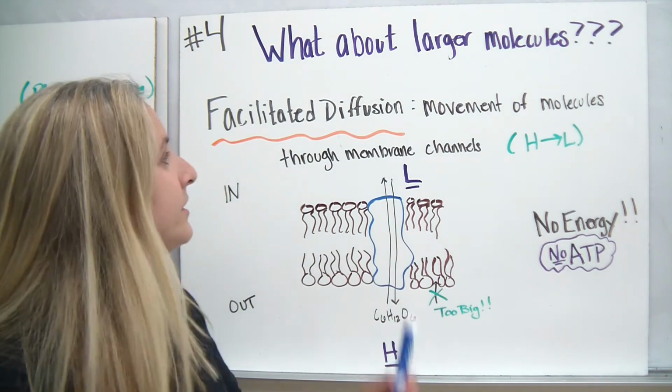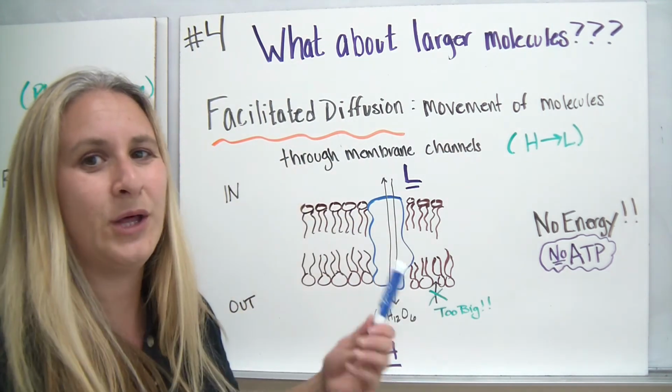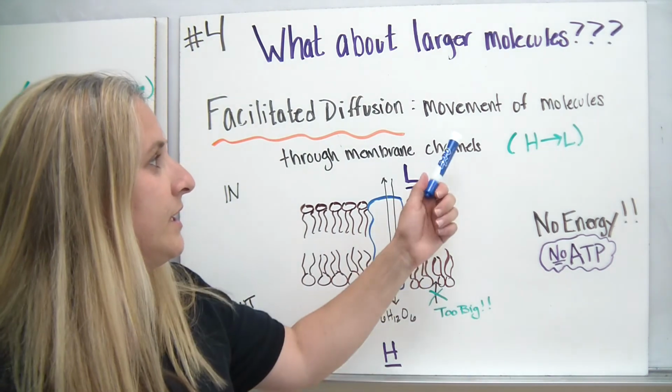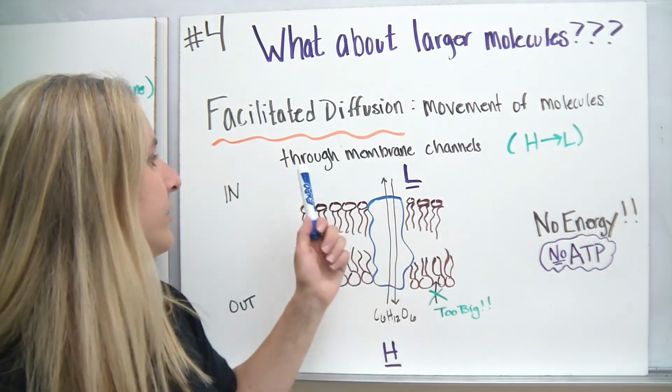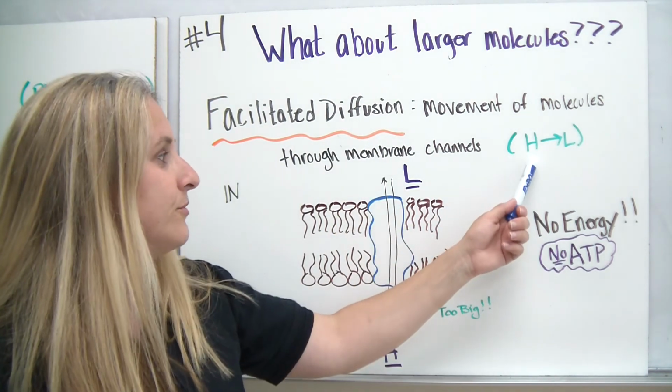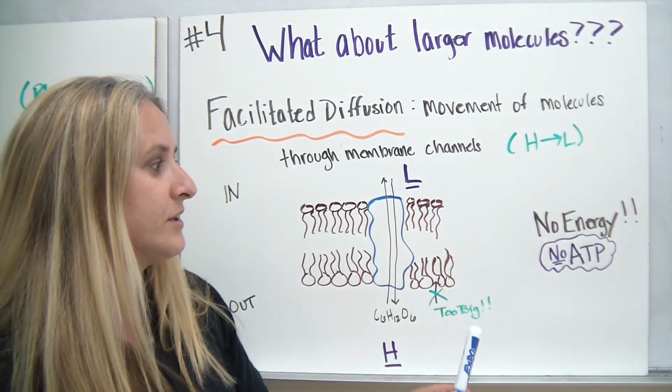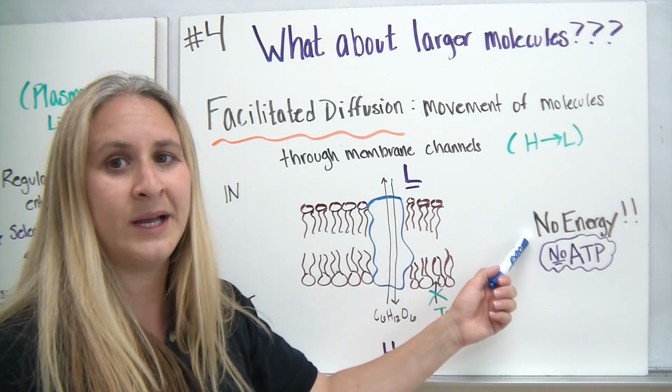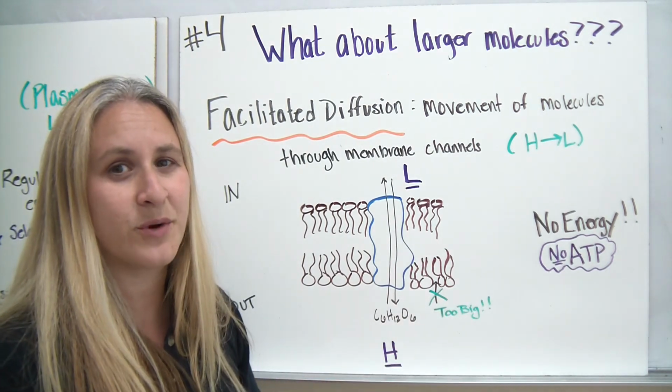Facilitate means to help. So in this case, there's some sort of helping going on with diffusion. And the definition is the movement of molecules through membrane channels. It's still called diffusion though. So remember, it's going to go from high to low concentration. There will be no energy or ATP needed for this process.